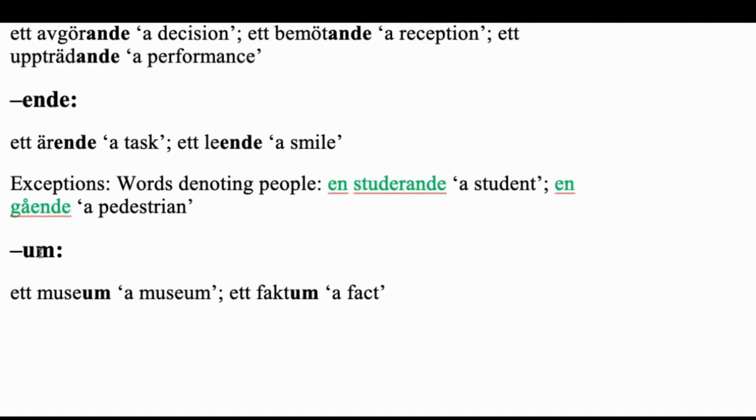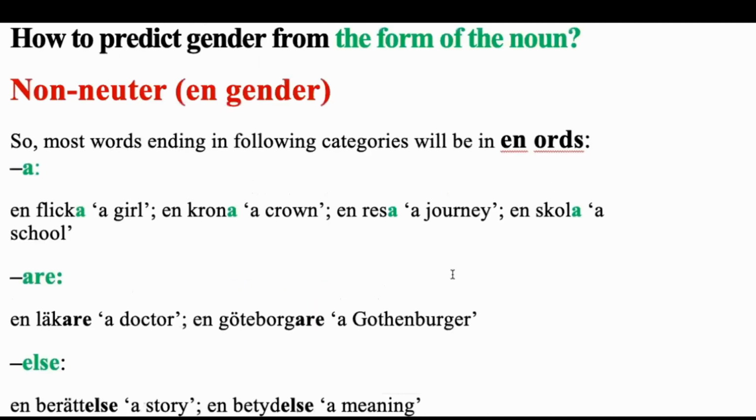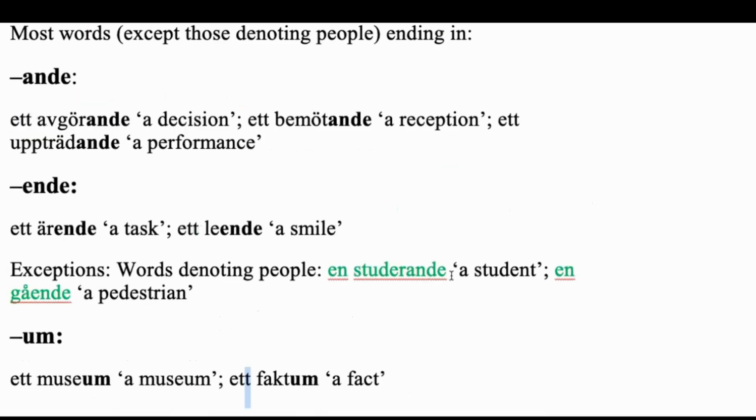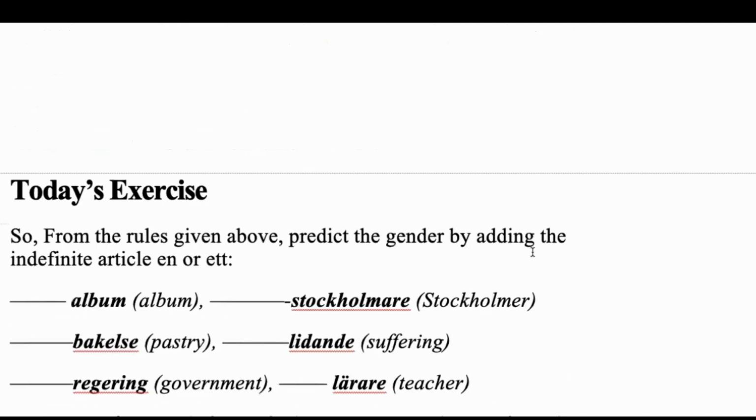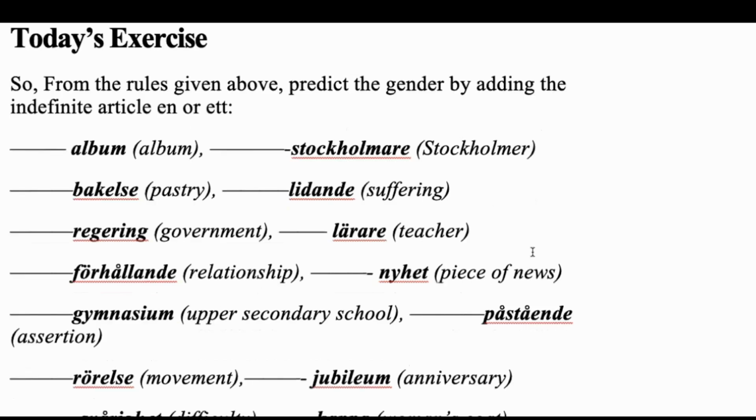The next we have ett museum, and we have ett faktum, meaning if a noun ends on -um, it must be an ett noun. So these are a few guidelines to predict the gender. The best way is that when you learn a noun, learn it with the article. For example, en man, ett museum. So you don't learn just museum, learn ett museum. That is the easier way. And you can also use the guidelines.